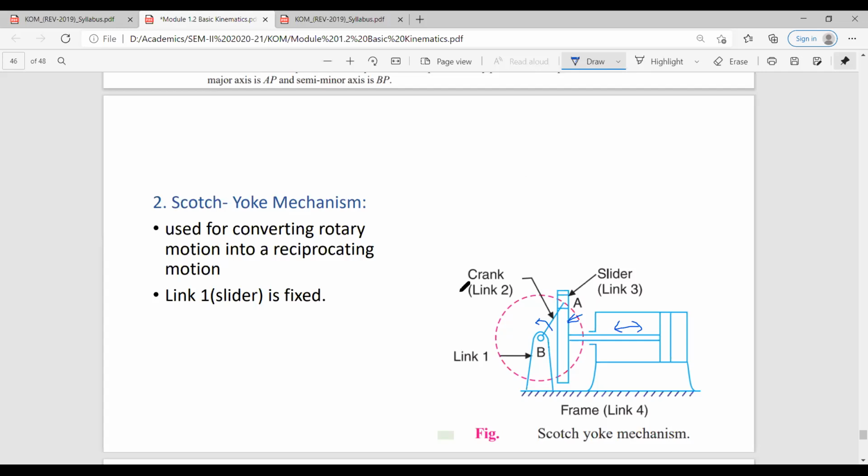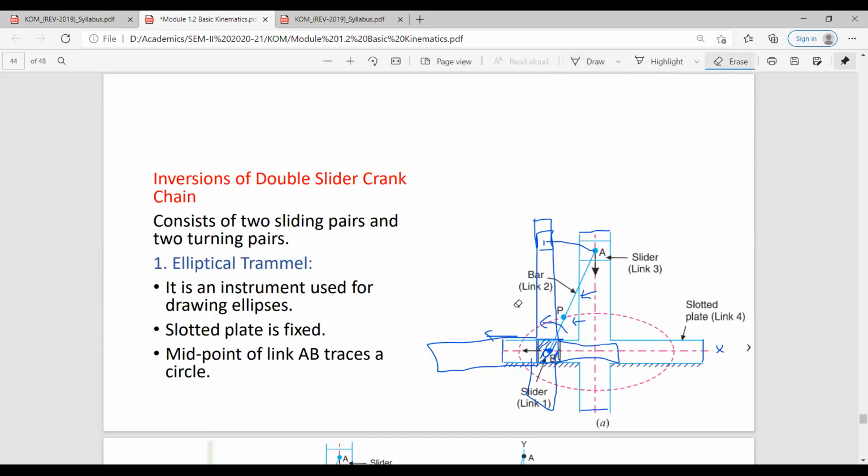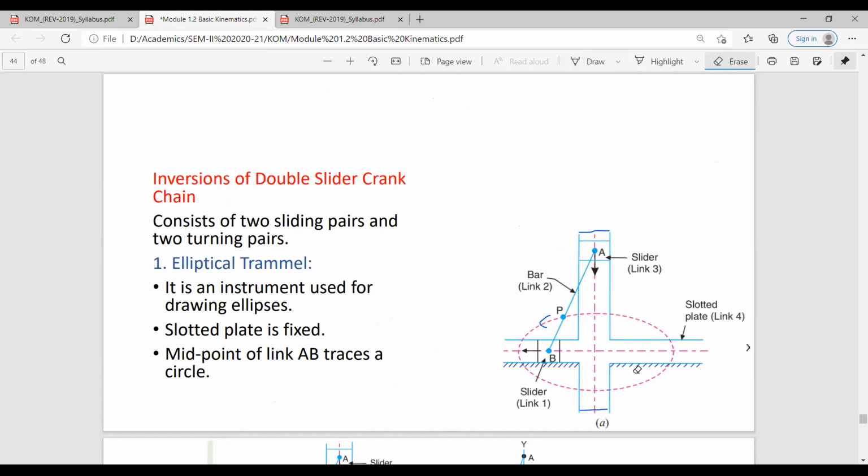Okay, one more inversion is there of the double slider crank chain. Okay, and which is obtained earlier. Earlier we fixed the स्लॉटेड प्लेट, पहले स्लॉटेड प्लेट को फिक्स किया, बाद में ये एक स्लाइडर को फिक्स किया. ओके, अभी व्हाट इज रिमेनिंग? If you fix the other slider, you will get the same motion. Okay, so in case of the double slider crank chain, only three versions are possible, three inversions are possible.